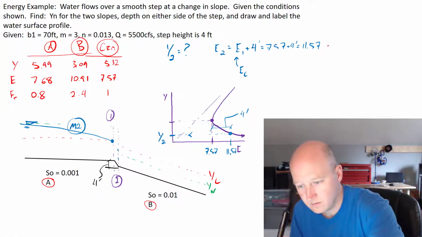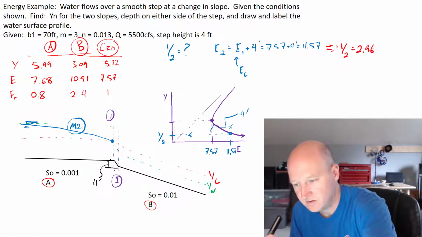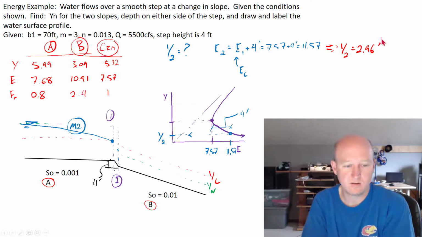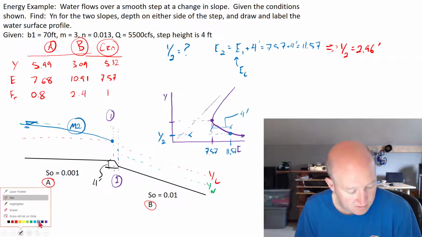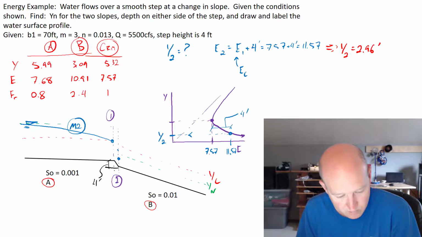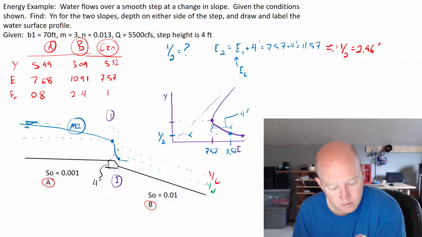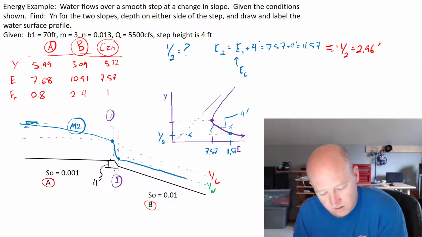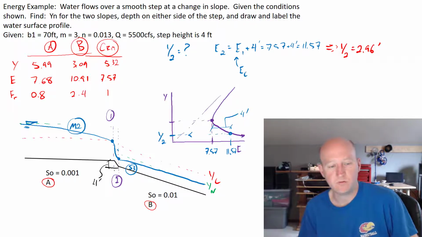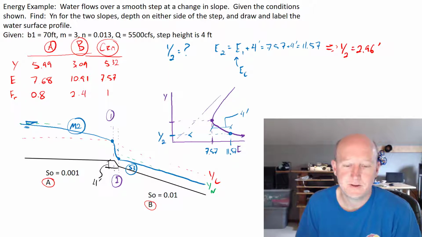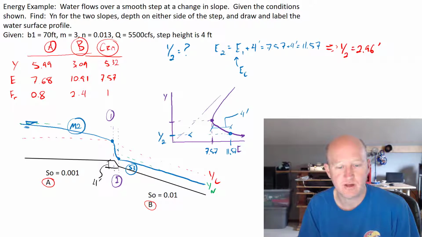So goal seek tells us that Y2 is 2.96 feet, which is less than the normal depth for section B. So now we can plot this out. What happens is we get a local change through this acceleration section, and then a corresponding S3 curve. So that's the water surface profile for that one. So it's not super exciting, but it is an opportunity to take a look at water surface profiles and change in slope and a change in energy.